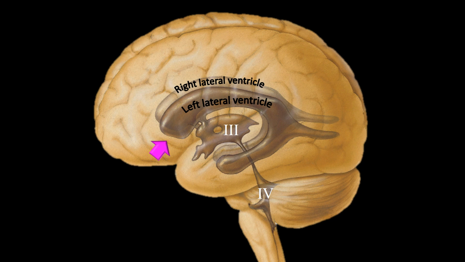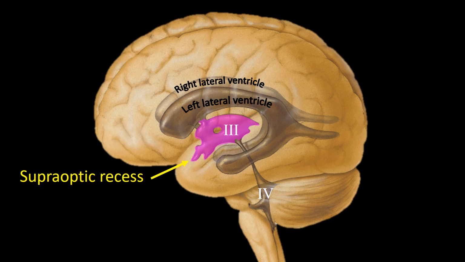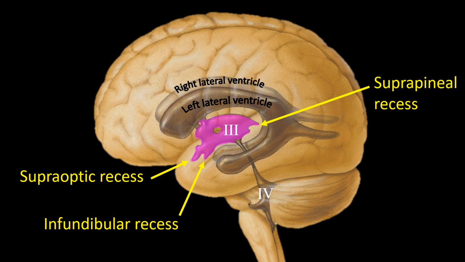Between the lateral ventricles and the third ventricle, we find the foramina of Monro. The third ventricle's shape has been compared with a duck eating a fish. As you can see in this frame, the upper beak forms the supraoptic recess and the lower beak forms the infundibular recess. Posteriorly, we have the suprapineal recess and the pineal recess.